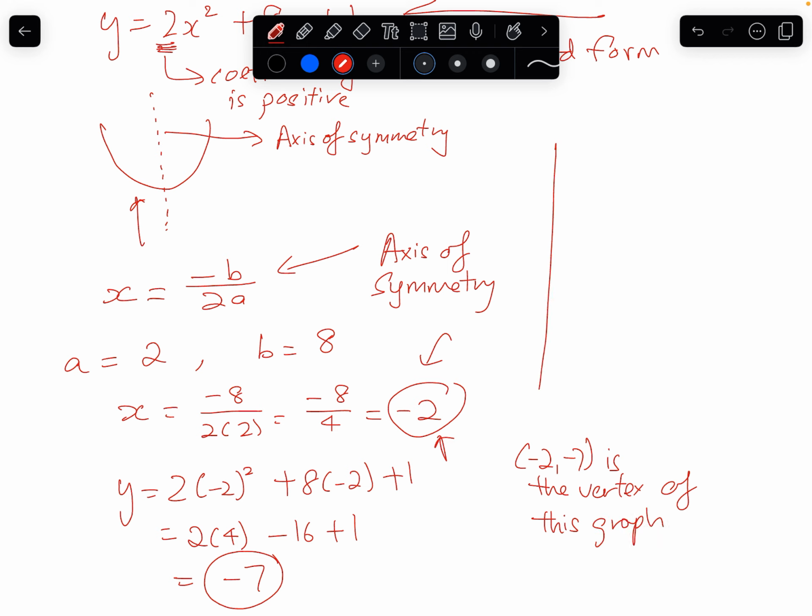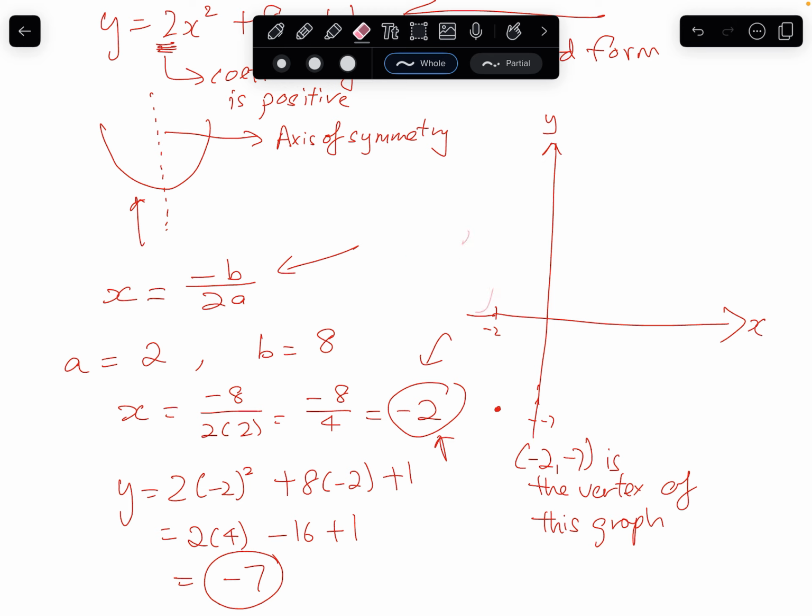And of course, if I were to sketch this graph without using any graph paper, this is y and this is x. Of course, I know my vertex is (-2, -7). So since it's a rough sketch, it'll be somewhere about here. Okay, and simply if I erase this, just to do a quick sketch of this, the graph is going to look something like that. Okay, because since we know that this is going to look like this, the graph is going to look something like that.